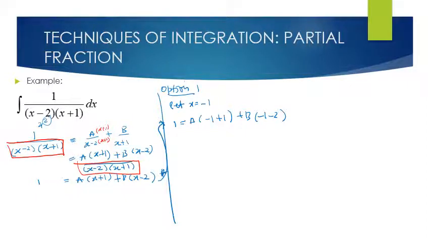So -1 plus 1 is 0, so we get 0 here. Then we have -3b equal to 1. So b here equals negative 1 over 3.